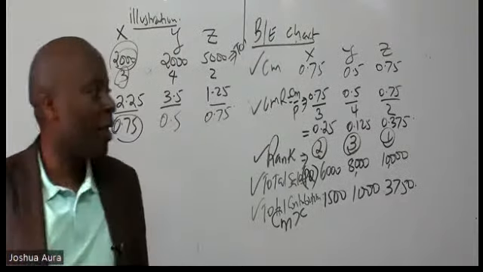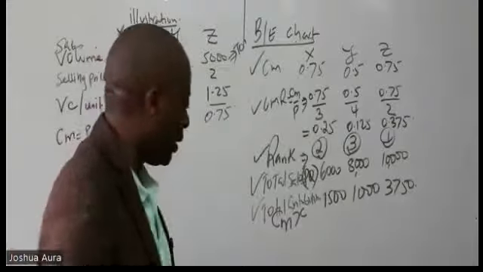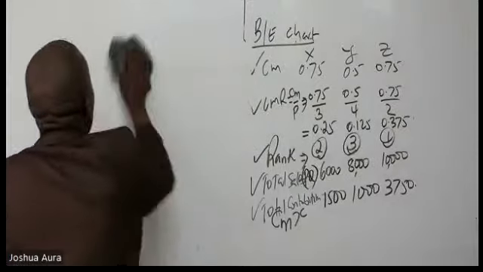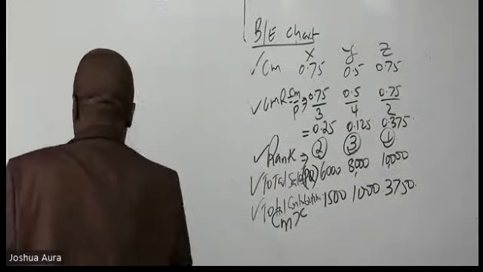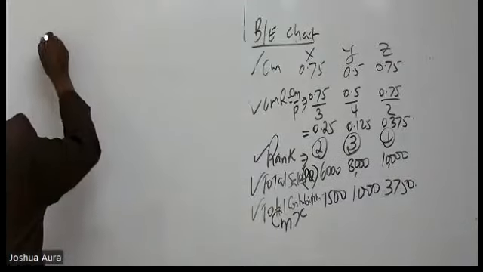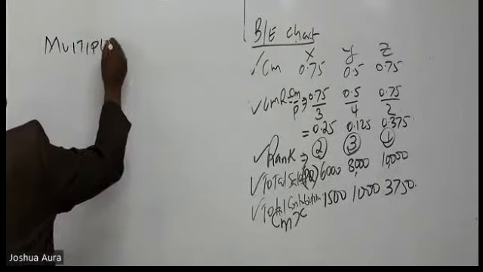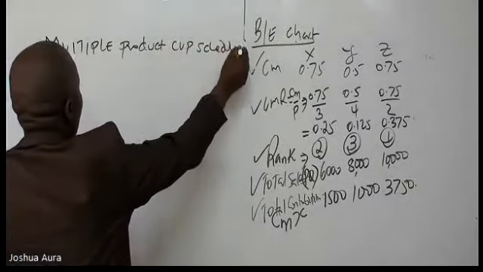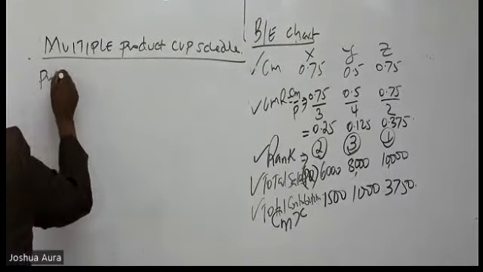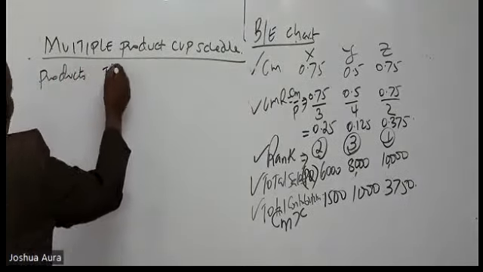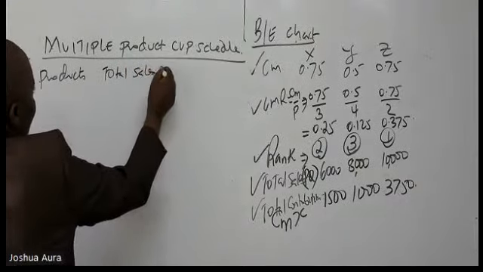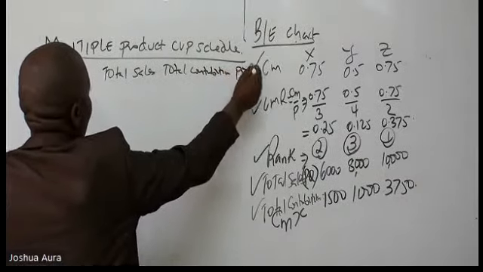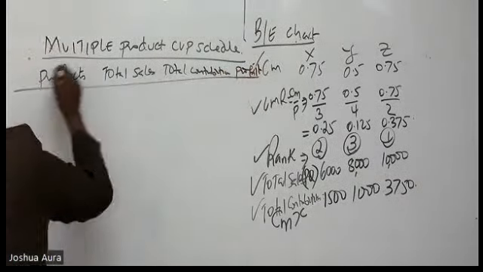So then from there, we shall give our examiner the multiple product CVP schedule. We start with the products here. Then we have the total sales. Then we have the total contribution. And then the last one is the profit. Please draw something like this.